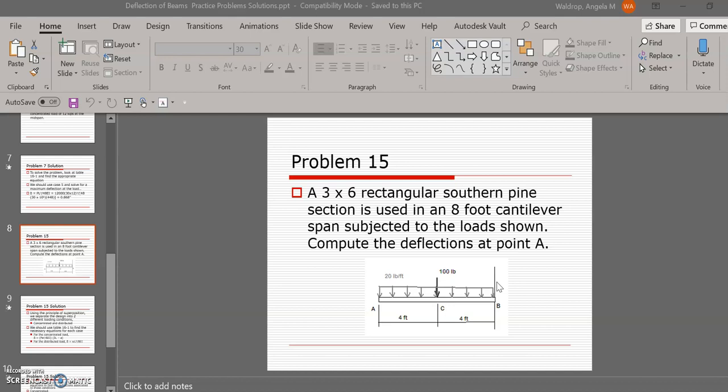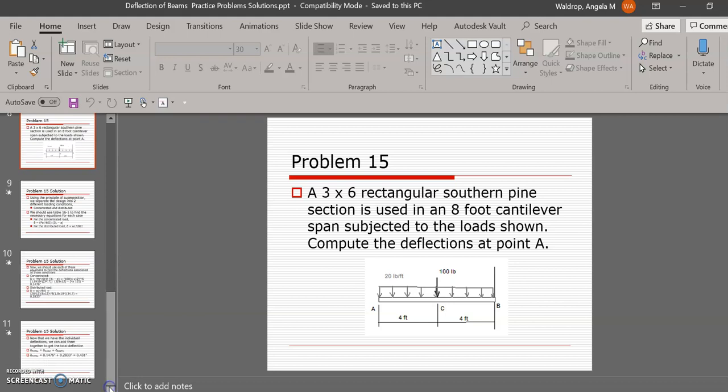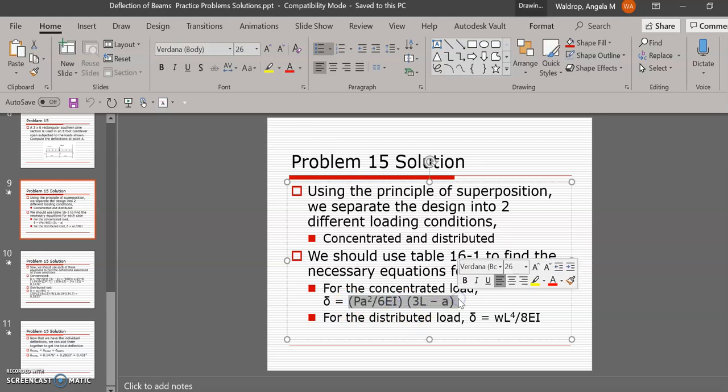So what I have to do is use the formula method, but basically split it up into two pieces. That way I can solve it separately and then add the solutions together. If I take a look at this, my two conditions are concentrated and distributed. I use table 16-1 on page 581, and I find the concentrated load and the distributed load deflection formulas, and they're listed right here. Here's the concentrated formula, and here is the distributed formula.